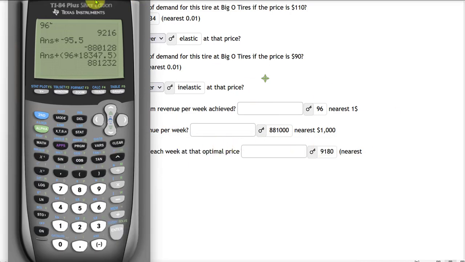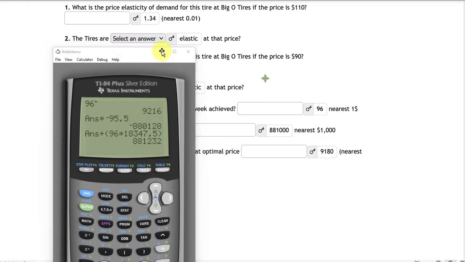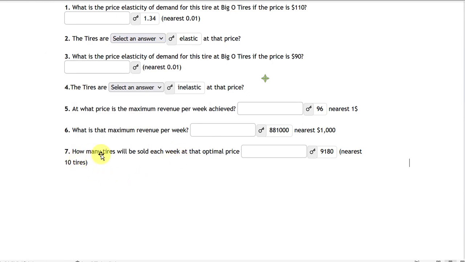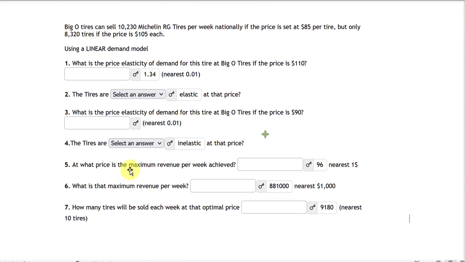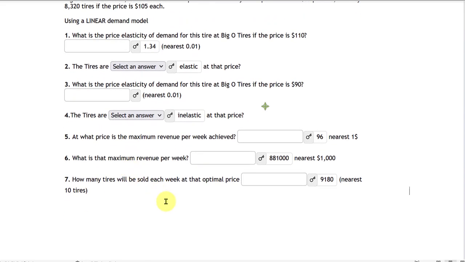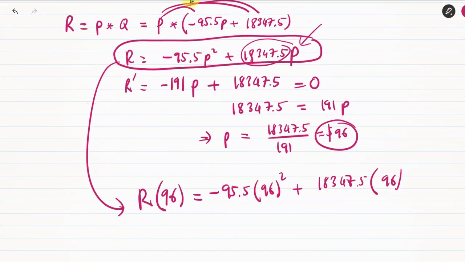All right, and the last question: how many tires will be sold each week at that optimal price? So we know that the price of $96 is the optimal price, right? But at this price, how many tires? That means they ask you for the value of Q. What is the Q value when the price is $96?